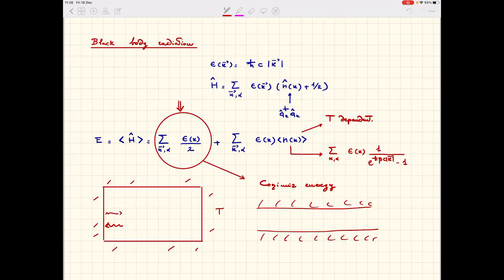And what I'm trying to say is that this zero-point energy actually depends on the shape of your cavity in which you put your photons, right? If you take a very long cavity like this one, it is going to depend on the thickness of this cavity, on L. And in particular, as you increase L, what you would see is that this Casimir energy changes.